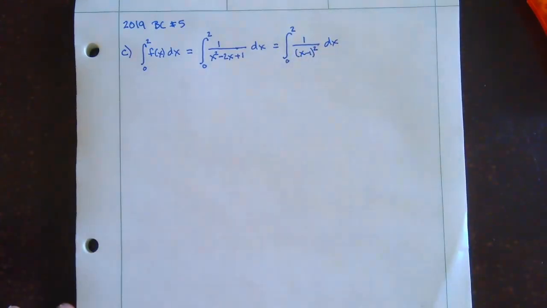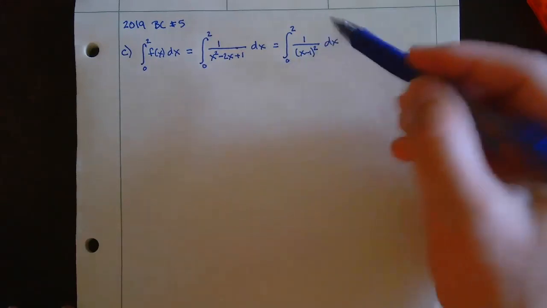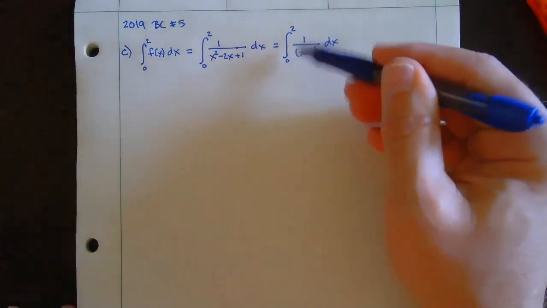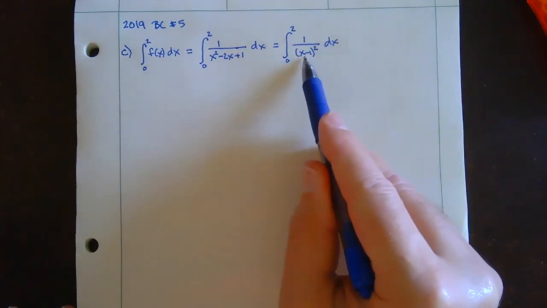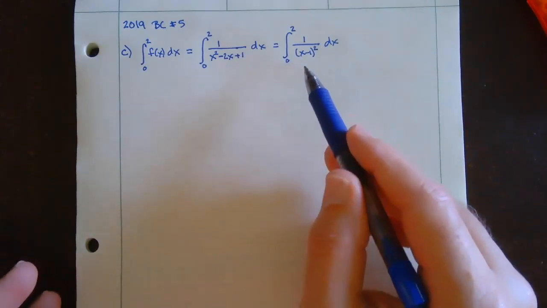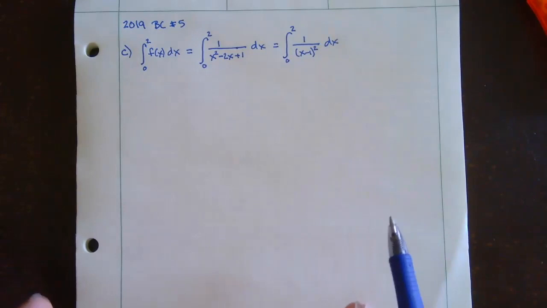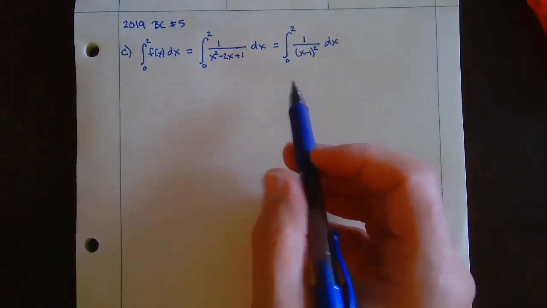Now, there's a problem with this. There's a discontinuity at 1, and that is in between my limits of integration. So I have a discontinuity between 0 and 2. It's happening at x equals 1, so we have a vertical asymptote for this function. That means we're going to have to do improper integrals, so we're going to have to break this up.